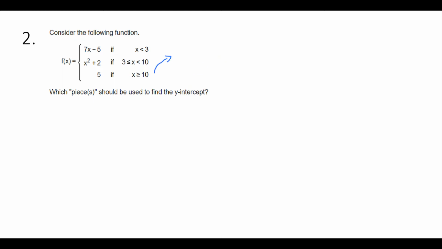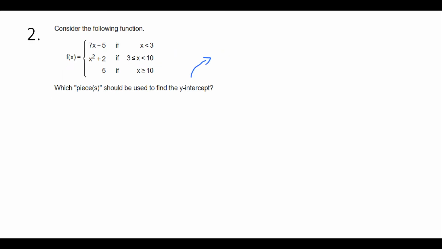So a y-intercept is the place where x equals 0. So in general, to find the y-intercept, you set x equals 0. So then the question is, which one of the pieces that we have contains x equals 0?